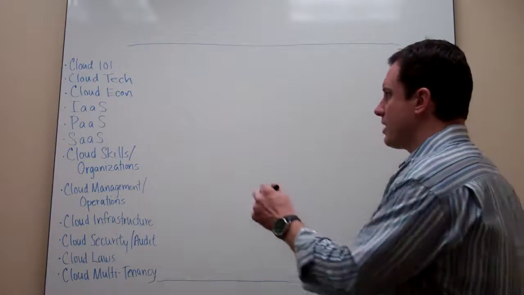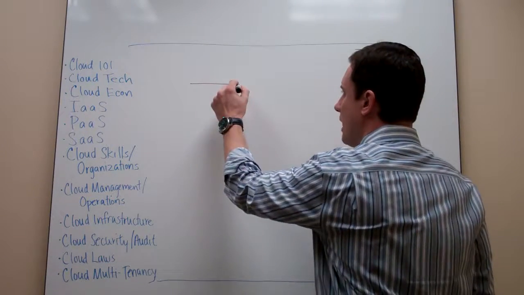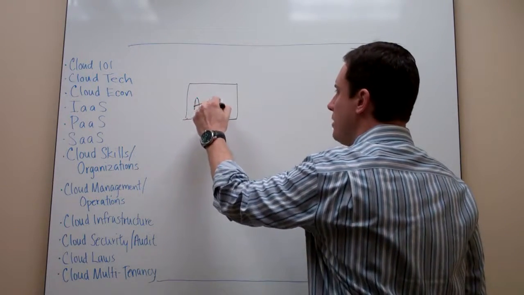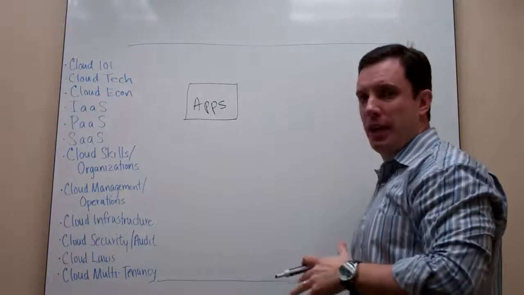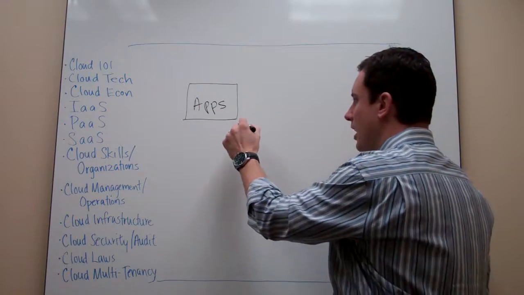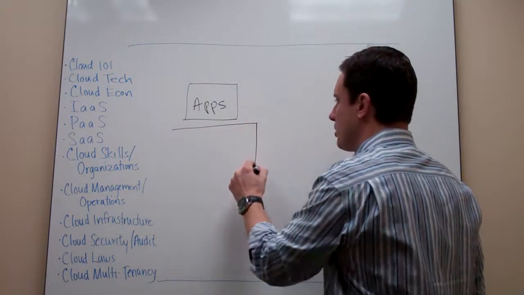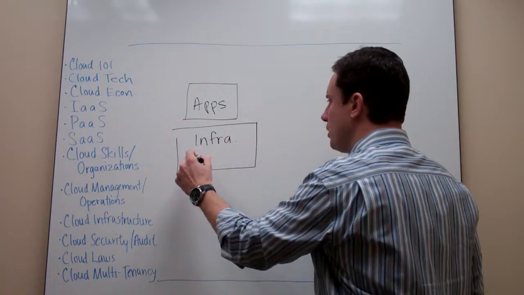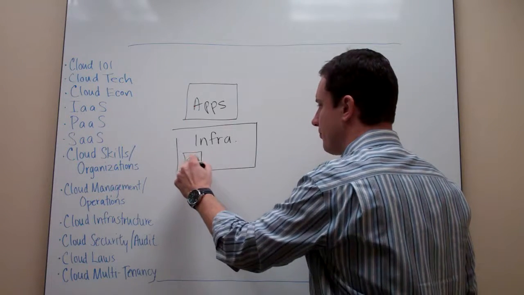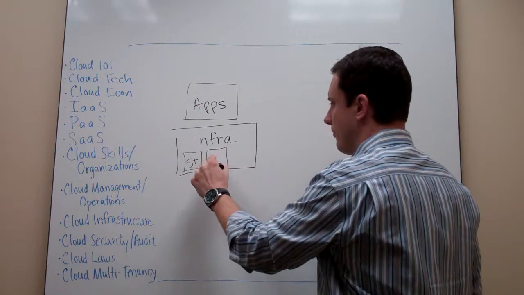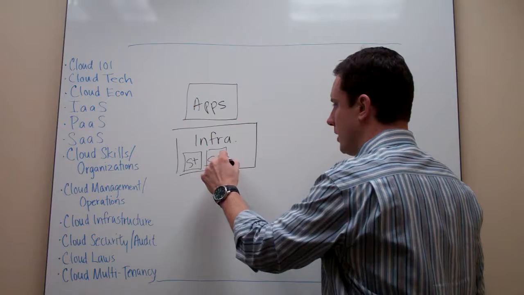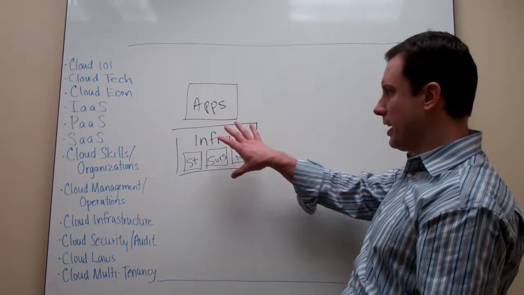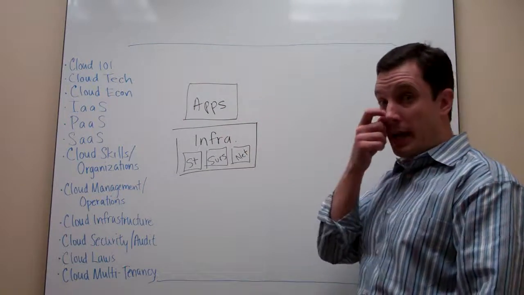The first thing it does is it says, well, I've got applications, and these applications could be older applications or they could be rewritten applications. So I've got applications. I've got infrastructure underneath that supports these, and this infrastructure is going to be storage, it's going to be servers, it's going to be the network, okay? So I've got infrastructure to support my applications.